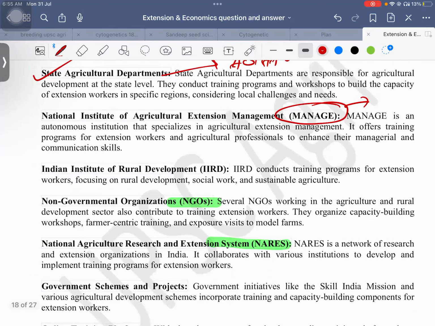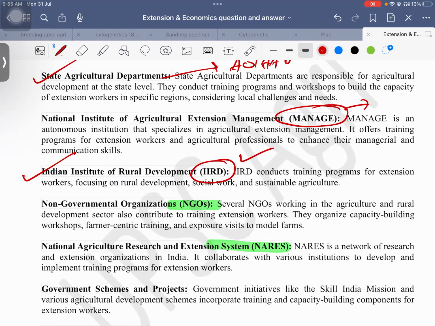The Institute of Rural Development also provides different knowledge and dissemination. These things you can just remember and write, you know how to write. And next are non-government organizations, they are also working to help in extension services. And the National Agriculture Research Extension System.